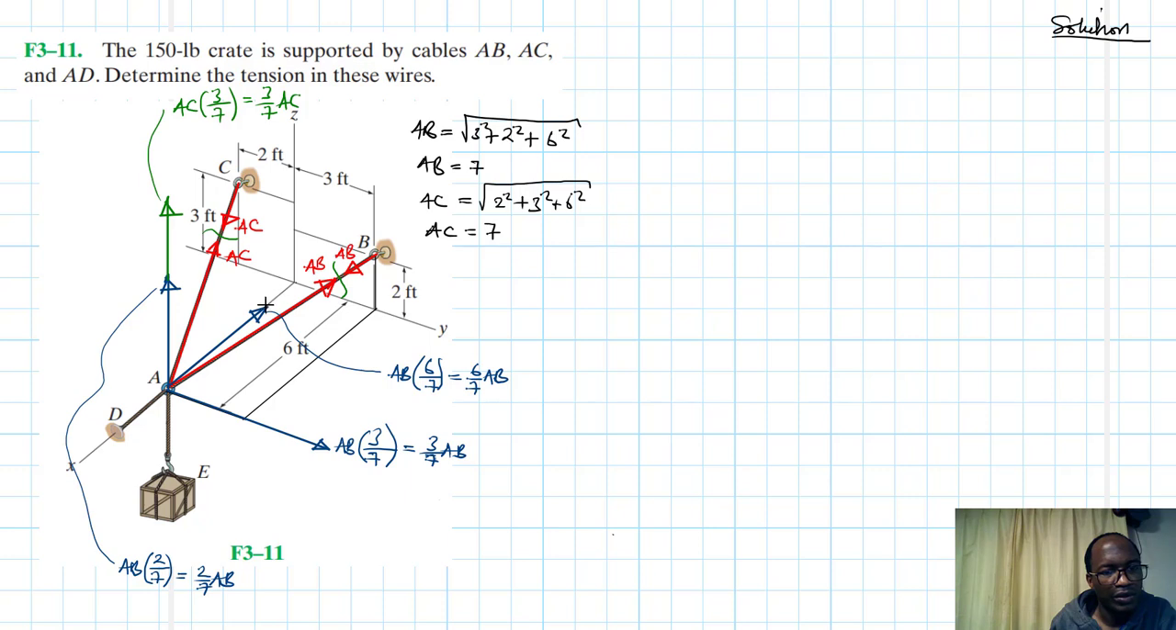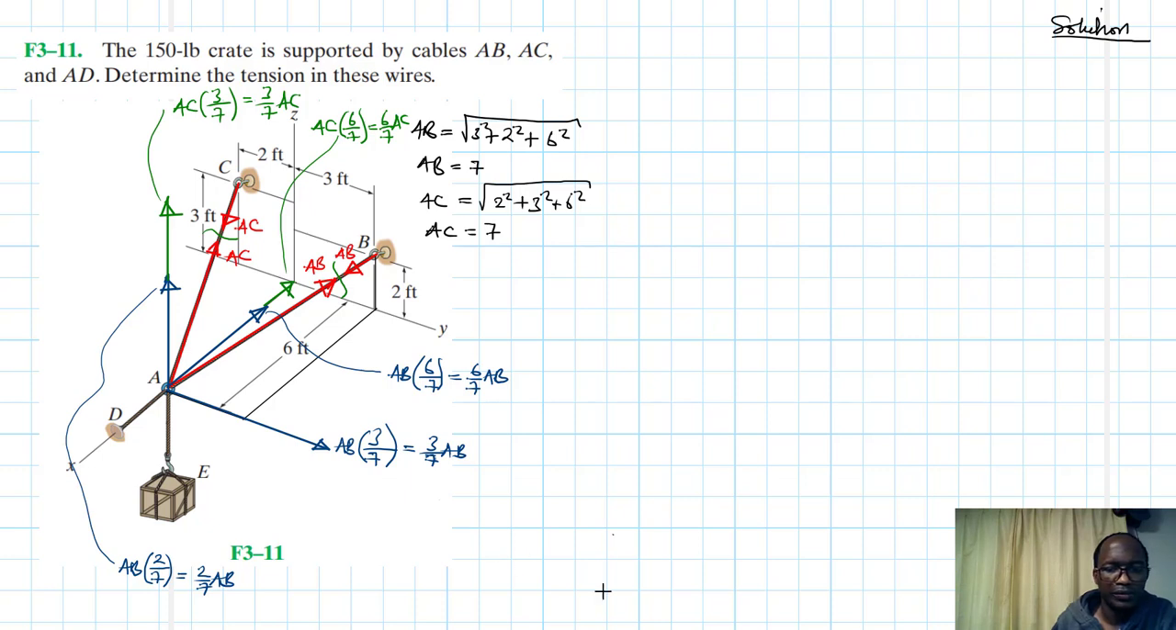We'll have a component also here in this direction, okay? And this one is equal to AC by the length in this direction, which is 6 divided by 7, and this is just 6 over 7 AC.